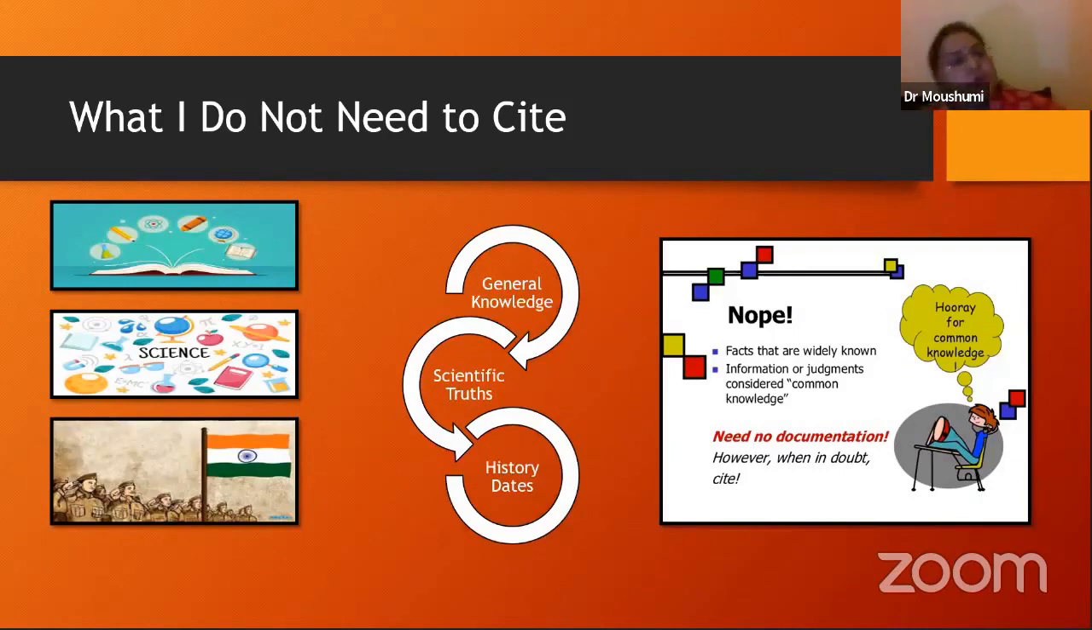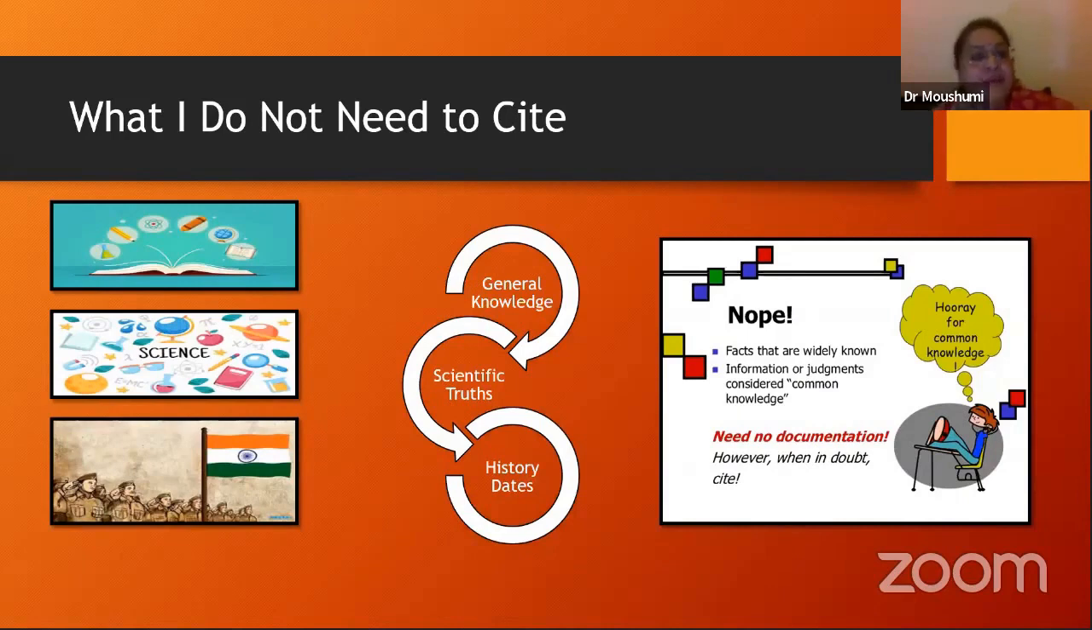What do we mean by all these concepts? Take, for example, general knowledge. We all know Dr. Rajendra Prasad was the first president of India. He served India from 1950 to 1962. It is general knowledge. There is no need to cite that. To be more precise, maybe I am a student of history doing historical research, and there I write about the Japanese attack on Pearl Harbor. It happened in 1941. It is there in every history book. Everyone knows that. So there is no need to cite that.